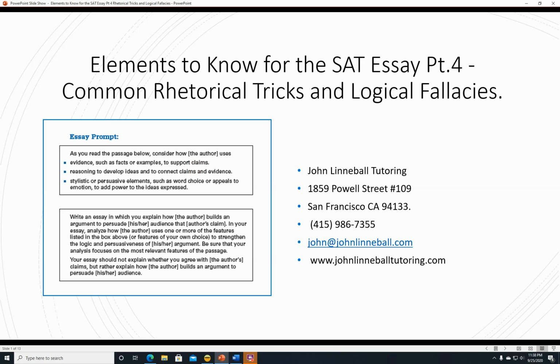In your essay, analyze how the author uses one or more features listed in the box, or features of your own choice, to strengthen the logic and persuasiveness of his or her argument. Be sure that your analysis focuses on the most relevant features of the passage. Your essay should not explain whether you agree with the author's claims, but rather explain how the author builds an argument to persuade his or her audience.